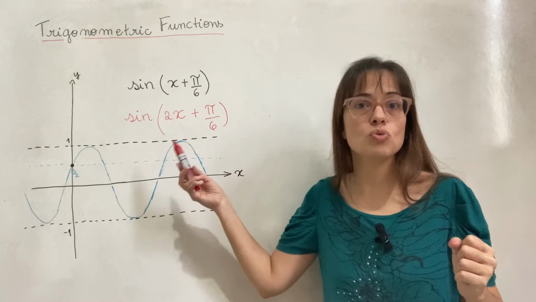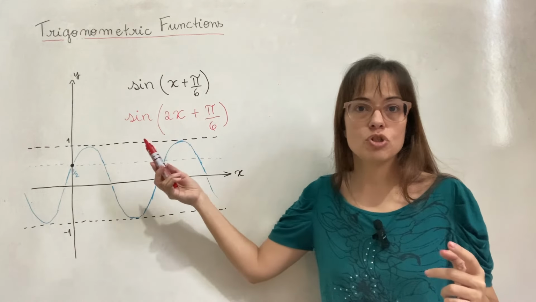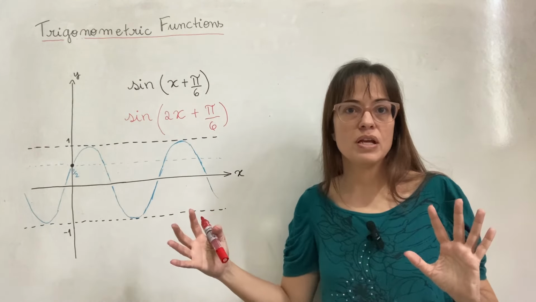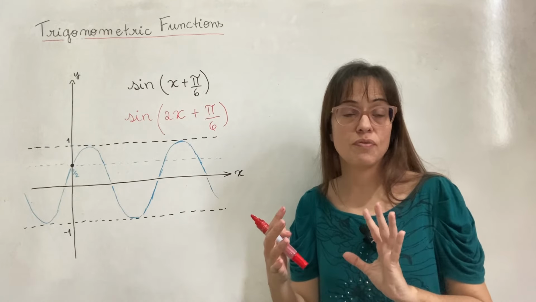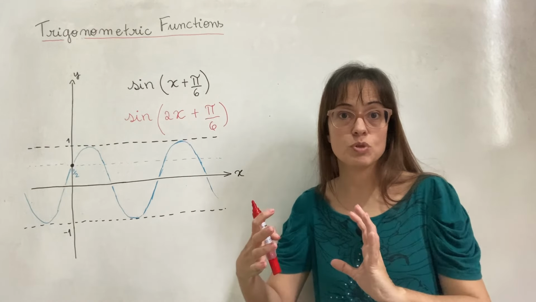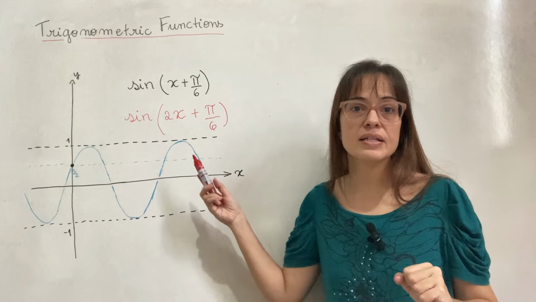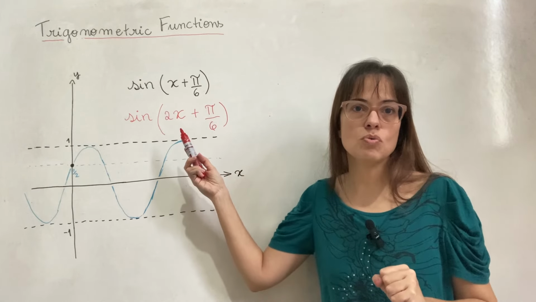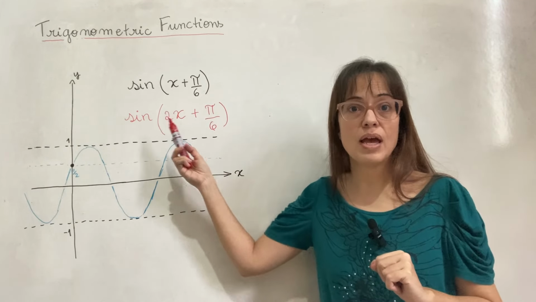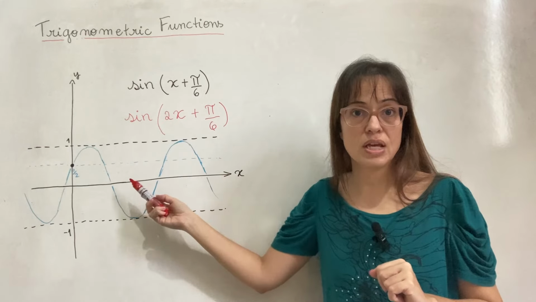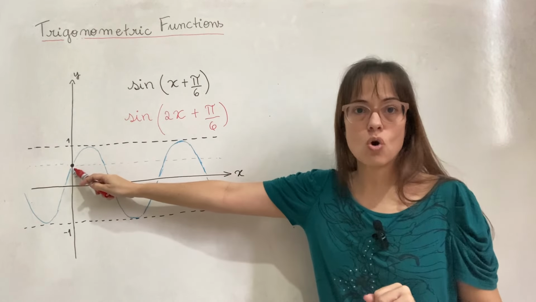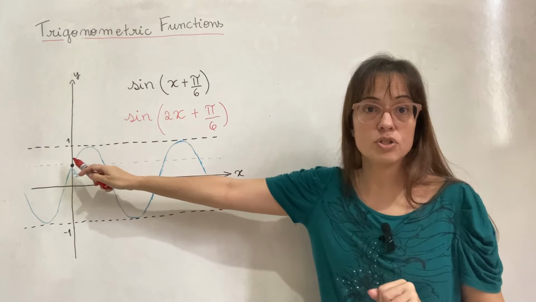So it's sine of 2x plus pi over 6. The 2x is going to make a horizontal stretch of scale factor a half, so it's going to become half as big. But notice that when x equals 0, you're still getting the same value, sine of pi over 6, which is half. So the red function is also going to have that same y-intercept.